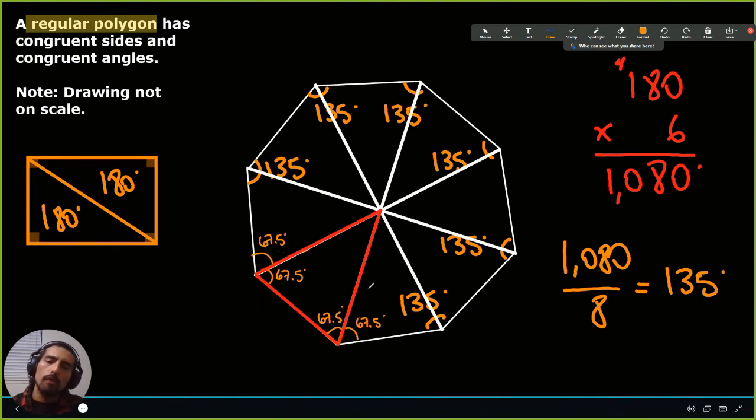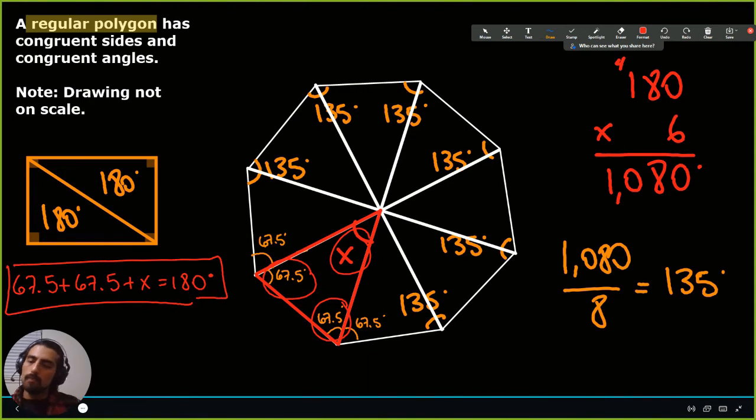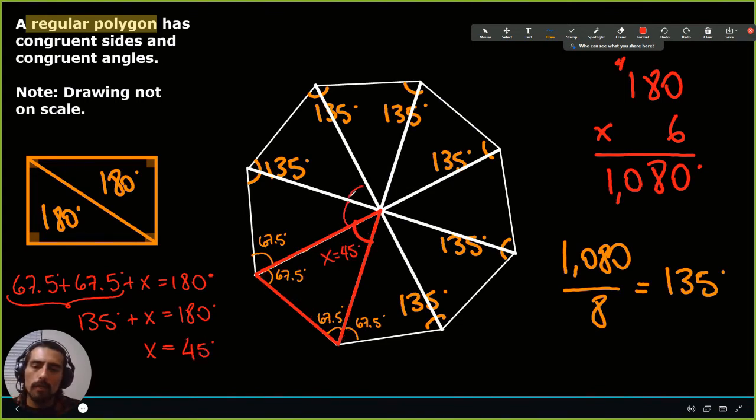Now, I just want you to focus on the red triangle. I know that 67.5 plus 67.5 plus x is equal to 180, and I can set up this equation. These two angles combined give me the 135 degrees, plus x equals 180 degrees. Therefore, x is 180 minus 135, x equals 45 degrees. Which means that every angle in here is 45, 45.